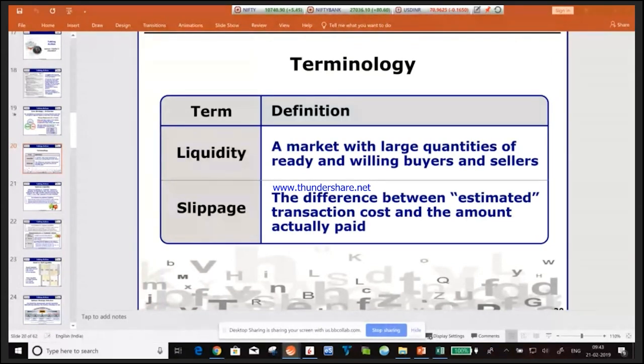So the difference between estimated transaction cost and the amount actually paid is what is called the slippage. Let's say you thought you will buy at 22.30, but you get the entry at 22.60. So 30 paise is the slippage.